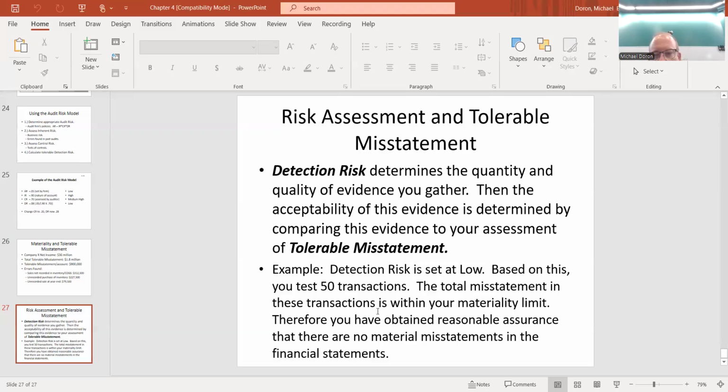The total misstatement in these transactions is within your materiality limit. It's within tolerable misstatement. Okay, so you looked at 50 transactions, you found some errors. Those errors are less than tolerable misstatement. Therefore, you have obtained reasonable assurance that there are no material misstatements in the financial statements. Okay, so detection risk determines how much work you do, you do the work, and then compare that to the tolerable misstatement, the materiality level you set. If the errors are less than what you were willing to allow, everything's good.